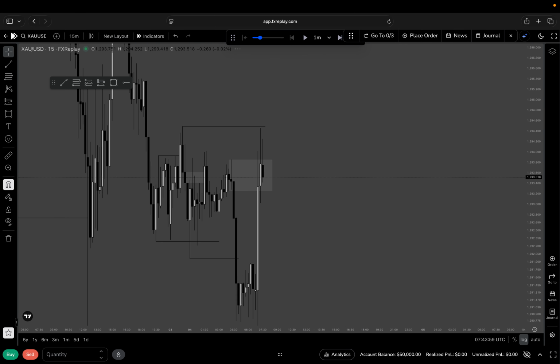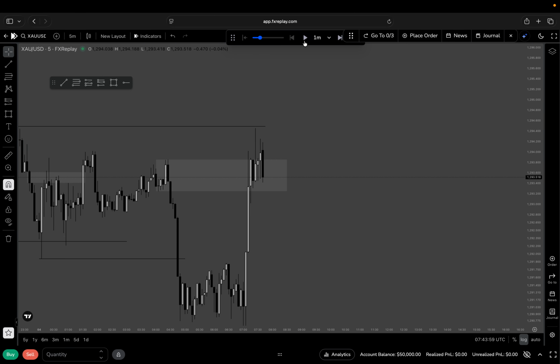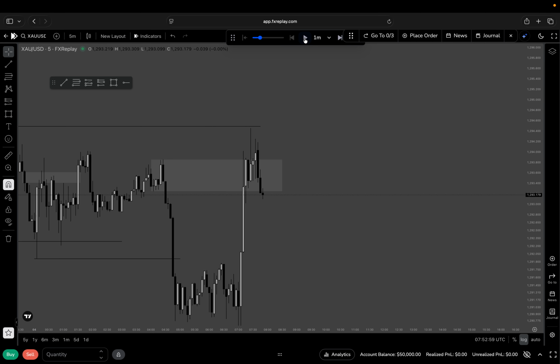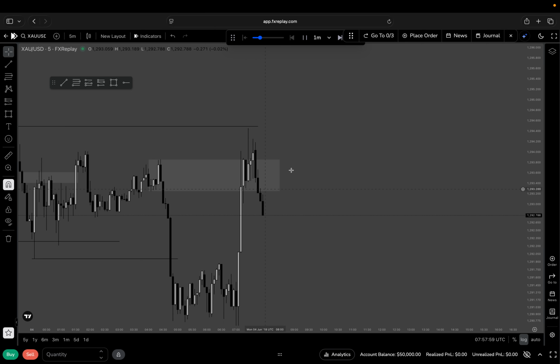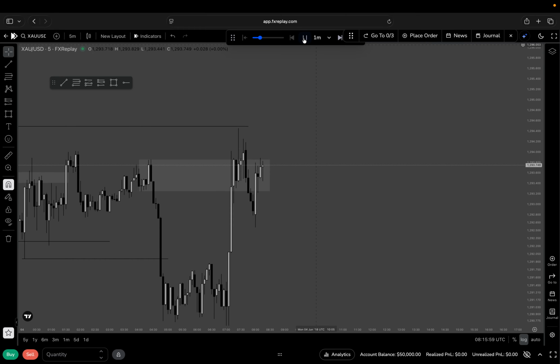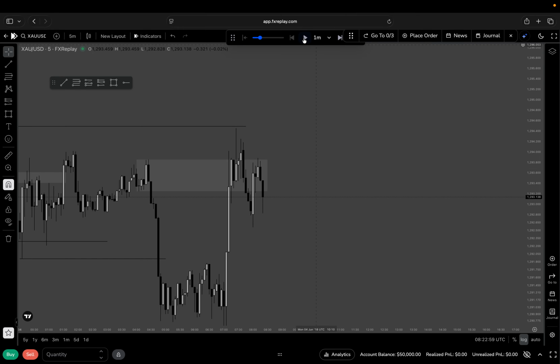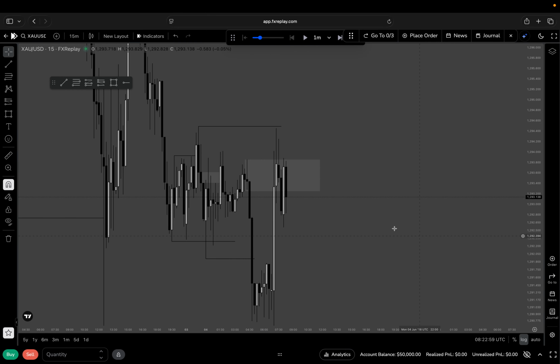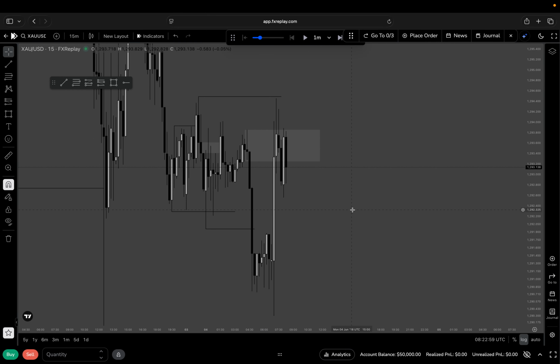Okay, 15-minute. Have we broken that? No. Okay. Let's see if we get some displacement. Okay, we do have an unfilled 5-minute, so we'll see how we do there. I could honestly go short here just because we reacted off this order block, right? Price did break structure with intent.